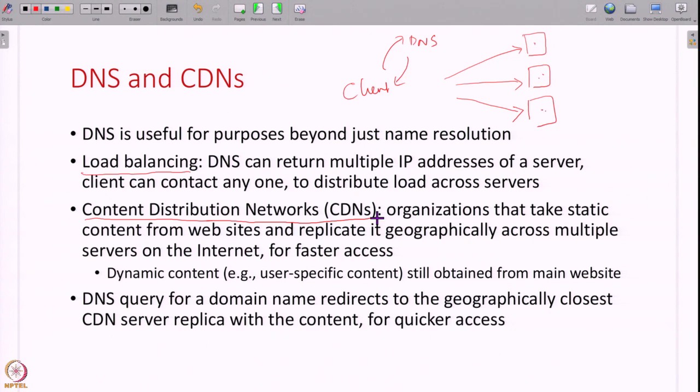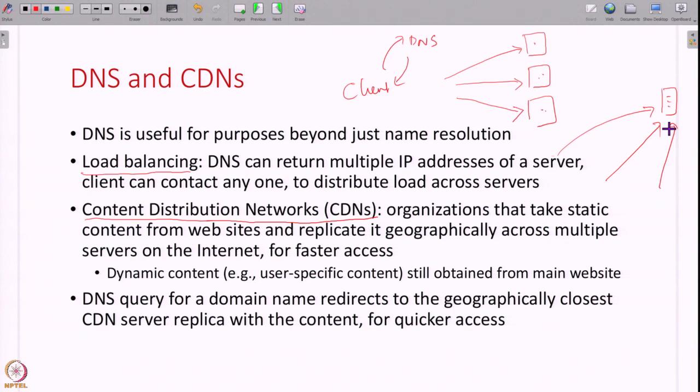CDNs are basically organizations that take content from websites and replicate this content all around the internet so that you can access it faster. So suppose there is a website that has some web page, and say this web page is located at some server in India. Then clients from all over the world will be coming to this one server in India and accessing it, and all the links can get blocked due to too much traffic.